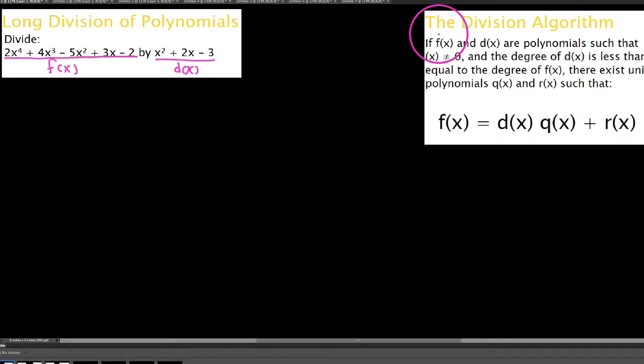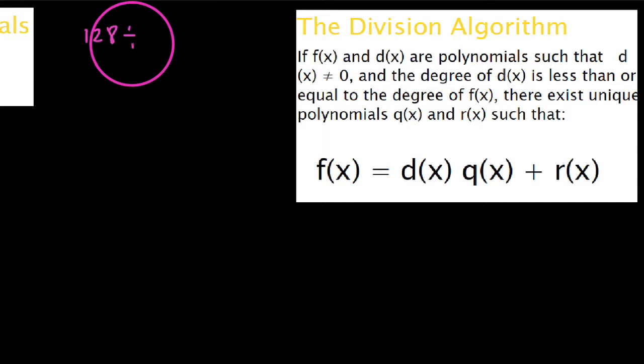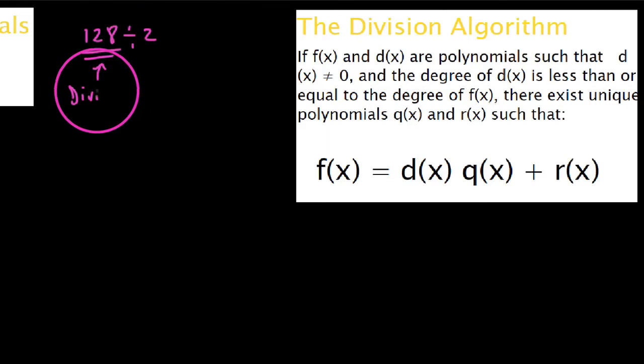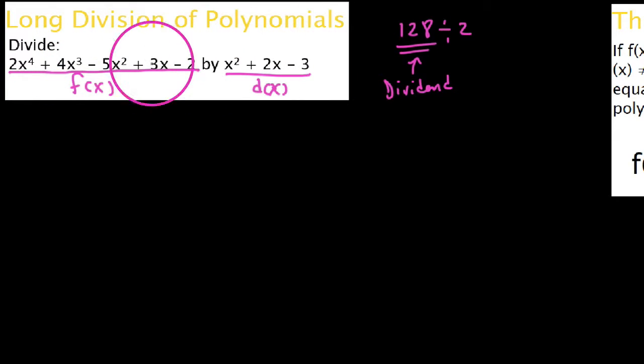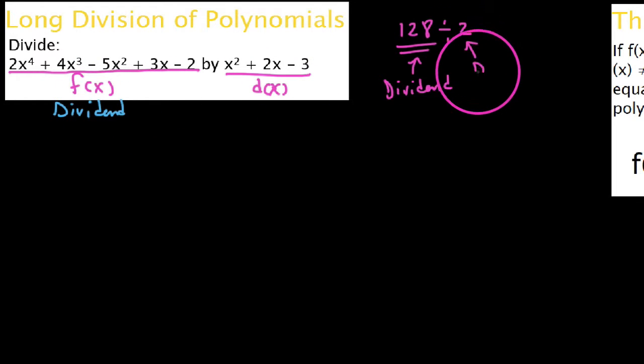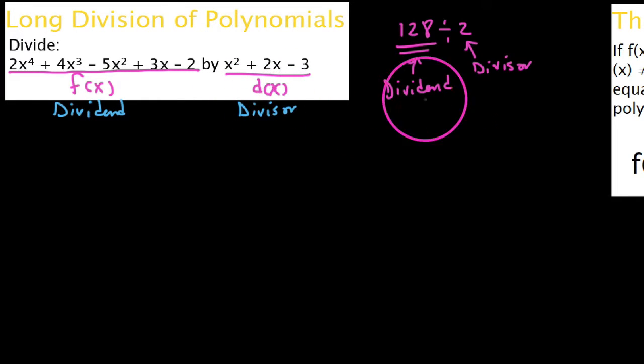So before we do this and relate it to the division algorithm, let's go ahead and recap what we mean by long division in the first place. If I were to have, say, an expression like 128 divided by 2 here, we would refer to this first expression right here as the dividend, or the thing that is being divided. Since we're dividing this polynomial by this, this thing right here is our dividend. And the thing we're dividing by, you might recall, is referred to as the divisor. So we have this d of x, and I'm going to refer to that as our divisor polynomial, the polynomial that is doing the dividing.